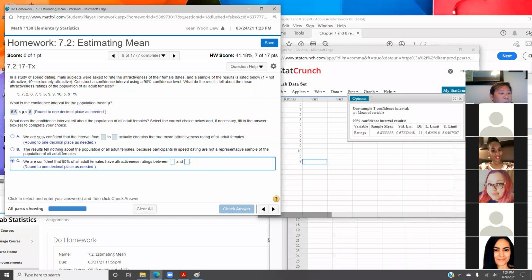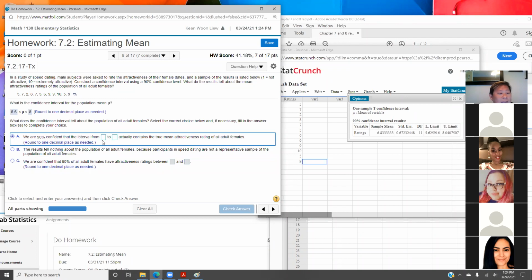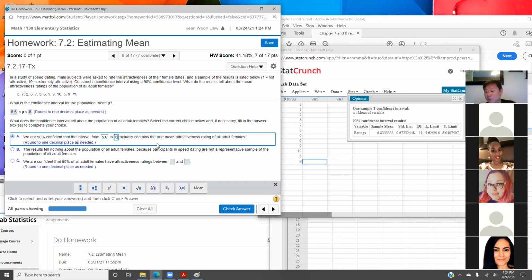Now, what does this confidence level tell us about the female? Usually we say we are 90% confident that the interval from 5.6 to 8 actually contains the true value of the mean. This is usually what we did. But for this question, it is special because your answer will be B.